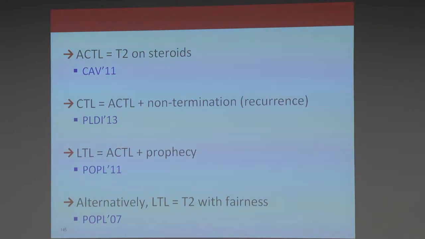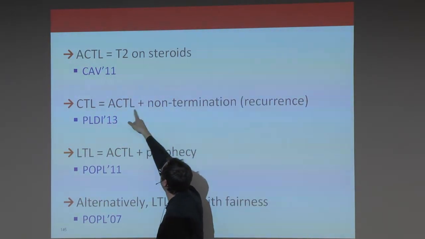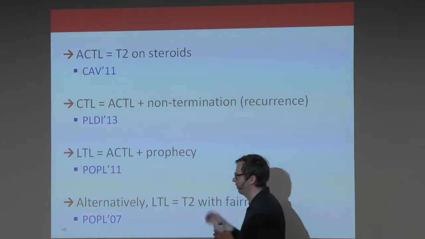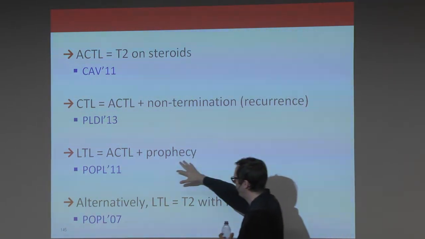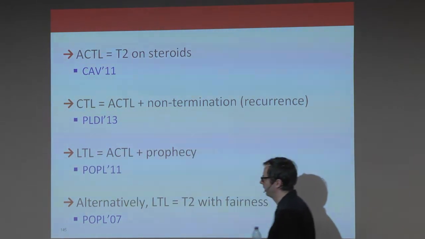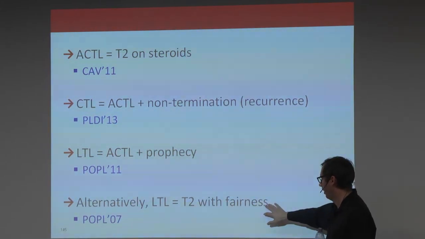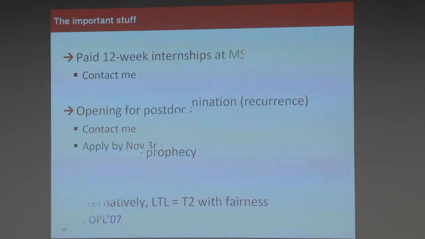ACTL is basically T2 on steroids, and that's the part of the talk I didn't tell you about. It turns out also that CTL is basically ACTL plus a technique for non-termination. This sort of showed up in Andre's talk also: if you have an ACTL prover and you have a way of proving non-termination, now you can make a CTL prover. And I can tell you about that result if you'd like to know more. And then what I told you about in this talk is the fact that ACTL plus prophecy now gives you another way of proving LTL. Or you can prove LTL with fairness, but it turns out the performance of that is not as good.